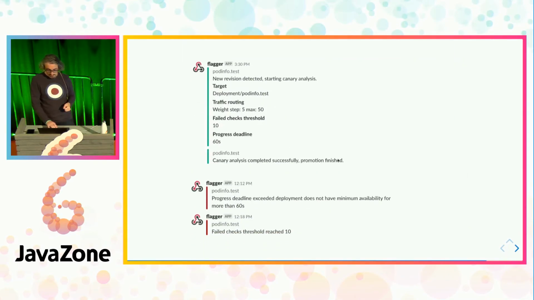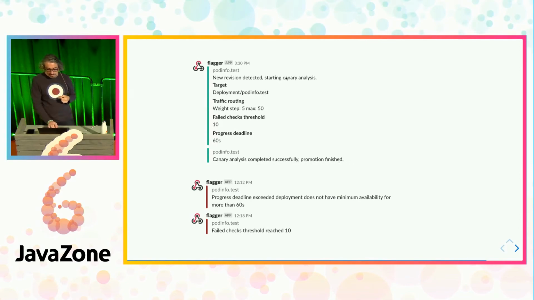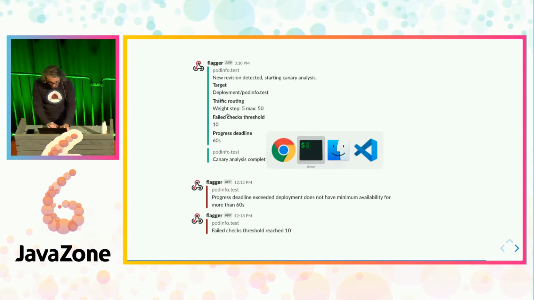I'll show you this in a demo. This is what you can get in Slack. Whenever there's a new revision deployed, it will tell you, starting the canary analysis, and these are the options that are configured. And if it fails, it will tell you in Slack. So let's get to the demo time.